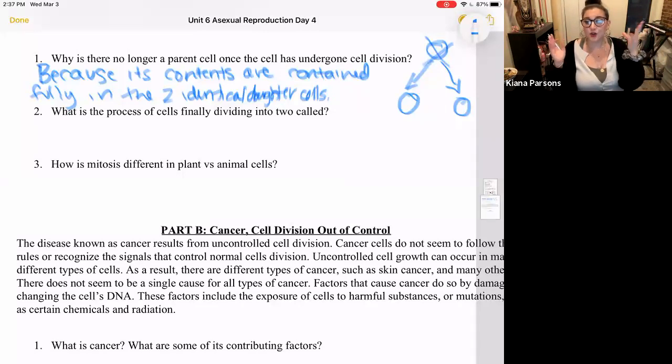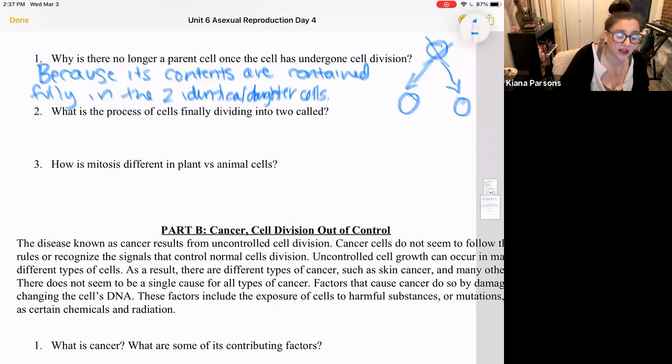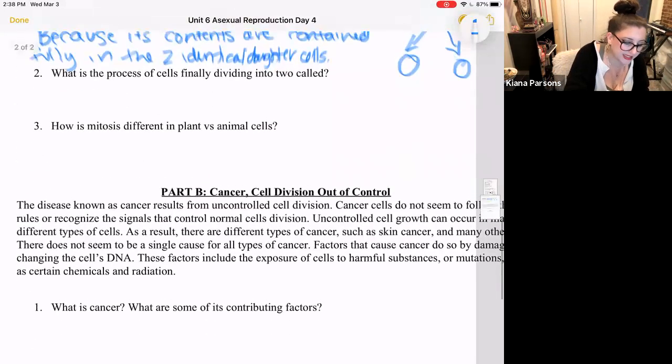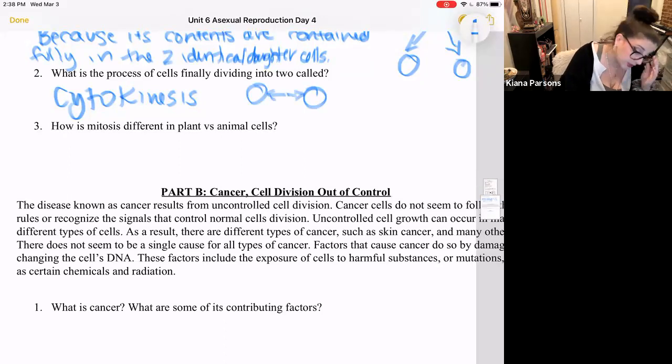And this process sounds sort of philosophically weird, but it is happening inside of all of our bodies right now. What is the process of cells finally dividing into two called? So that is cytokinesis, the final split into two different cells. Cytokinesis, split, and move into two different cells. How is mitosis different in plant versus animal cells?